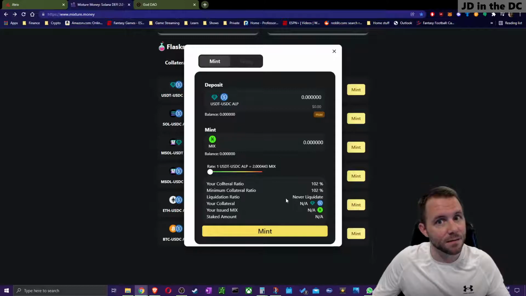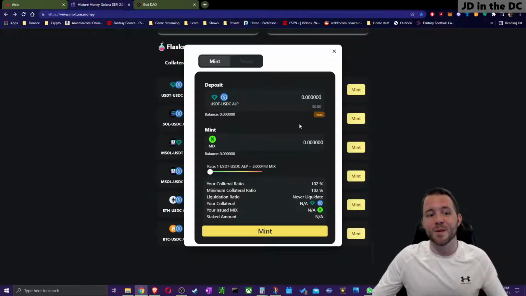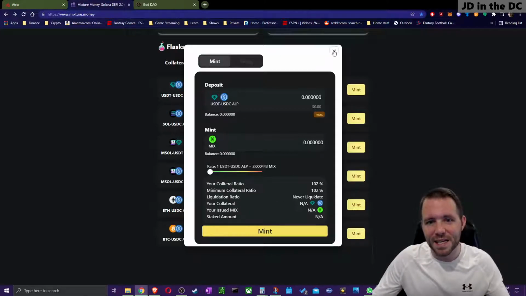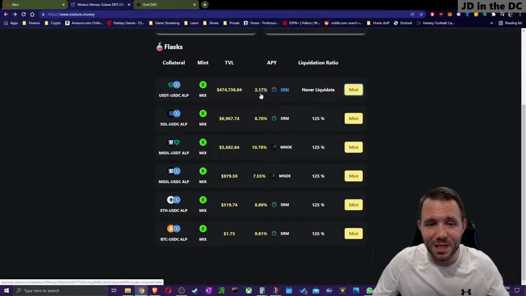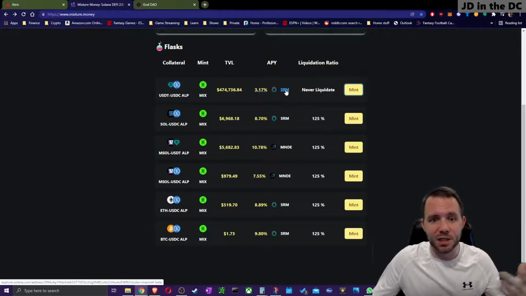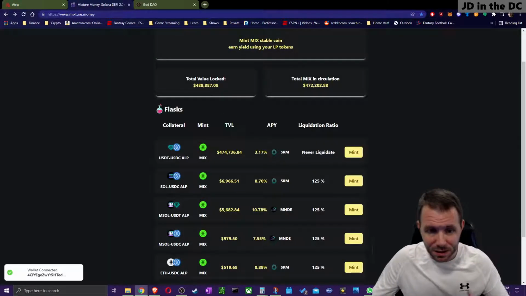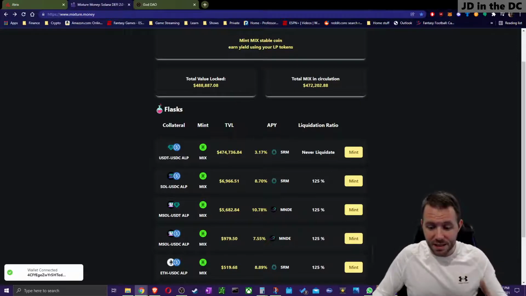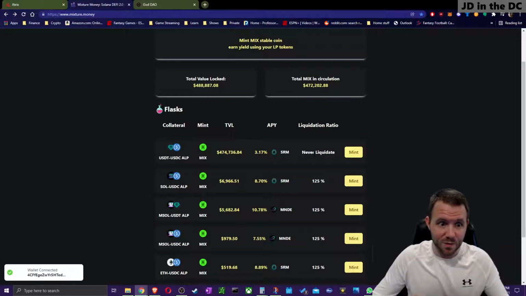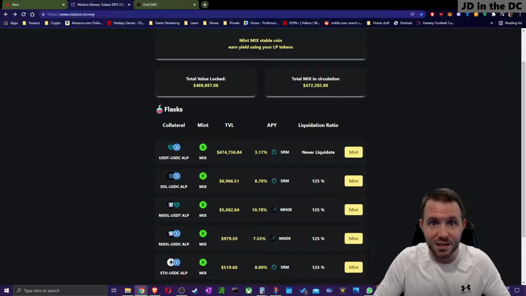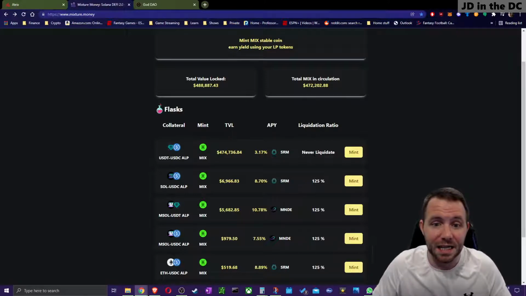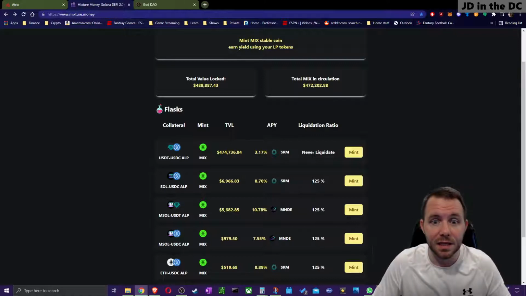And then I do it again, and again. So think about this, okay? Every time you're doing that, you're making 3.17% APY in Serum, which is, again, awesome, because Serum is very active in the environment. Serum is what a lot of the decentralized exchanges are built upon. And this is just a win, in my opinion, honestly.